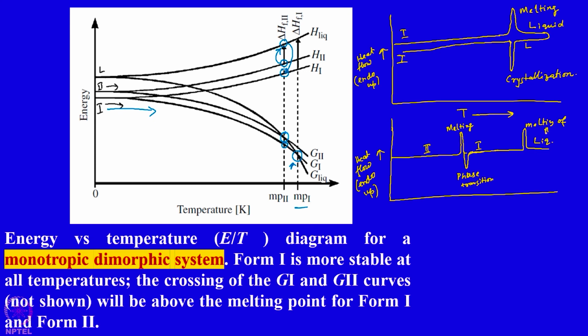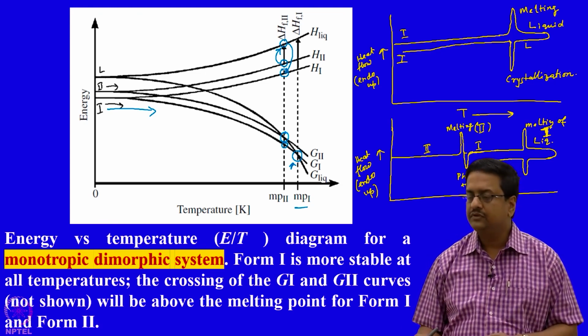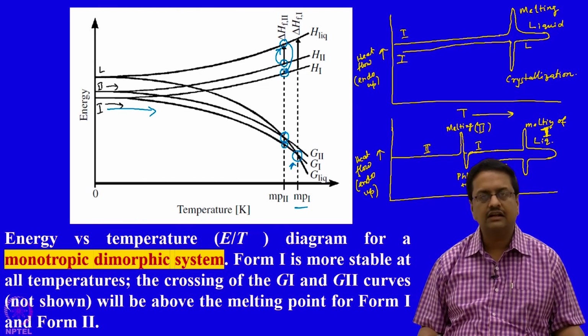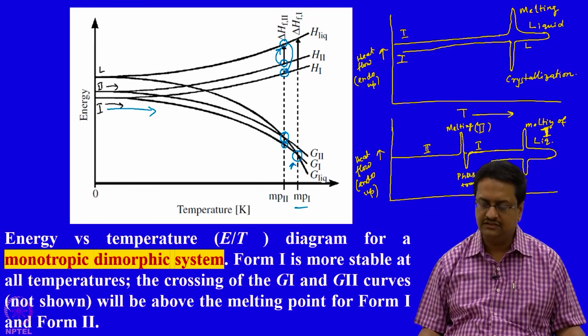And then when we heat this form 1 further, it goes and melts. Melting of form 1, and this is melting of form 2. So, once again, if we cool this form 1, we would get the crystallization peak, and it will crystallize as form 1 and not as form 2. So, when we see thermal behavior like this, we term this particular system as monotropic dimorphic crystalline system.